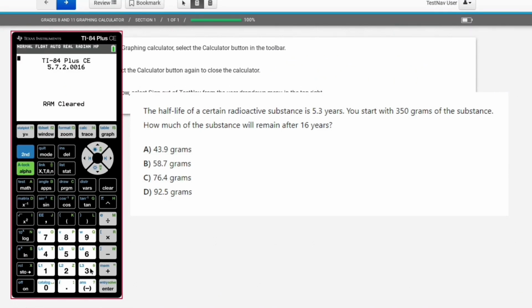All right, so to do this problem, it's just a matter of typing stuff out. 350 times 1/2, so 1 divided by 2, and the nice thing about these is you can just plug everything straight into your calculator. 16 divided by 5.3, hit enter, and you get 43.182 after rounding. So let's go back and circle that option.